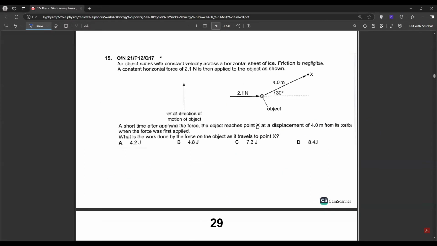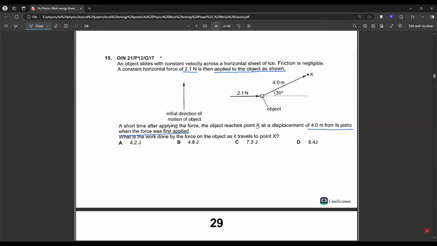An object slides with constant velocity across a horizontal sheet of ice. Friction is negligible. A constant horizontal force of 2.1 Newton is then applied to the object as shown. A short time after applying the force, the object reaches point X at a displacement of 4 meters from its position when the force was first applied. What is the work done by the force on the object as it travels to point X? We have to see what is the work done by the force 2.1 Newton as it travels towards X, that is 4 meters.